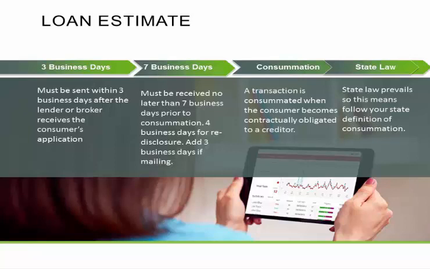However, if you have evidence that the revised loan estimate, and this is in particular on the final loan estimate, has been received by the borrower, then you may use that date as the date received by the borrower and then begin counting those 4 business days. For the definition of consummation, a transaction is consummated when the consumer becomes contractually obligated to a creditor. And state law prevails in this area, so you'll want to follow the definition of your state for the definition of consummation. We'll go into a little more detail on consummation a little bit later.